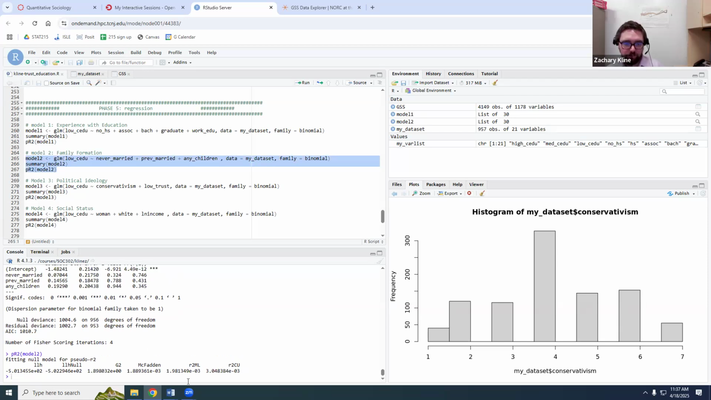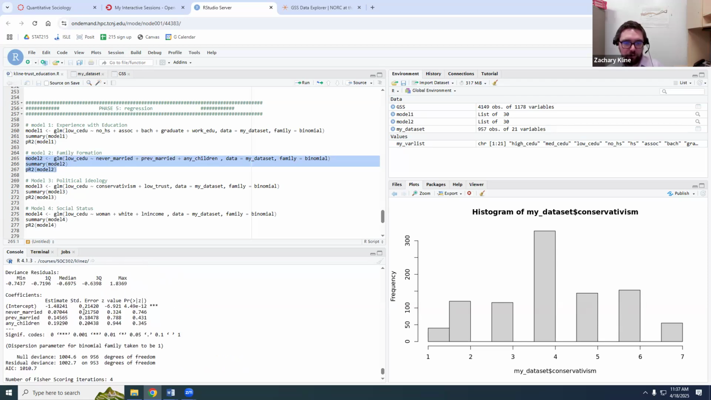Okay. Family formation. So we have two variables here. Notice our reference category is people who are married. So we'd say this: compared to people who are married, those who are never married are more likely to have low confidence in education. However, that effect is not statistically significant. So we can't be confident there's a difference between married people and never married people's probability of having low confidence in education.